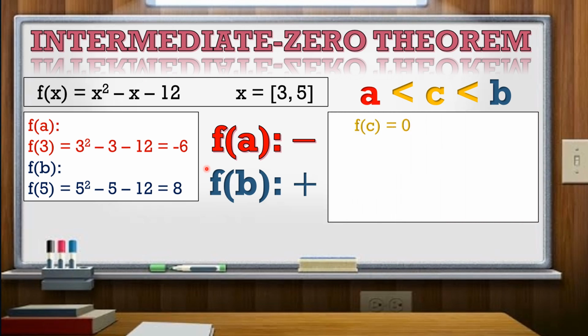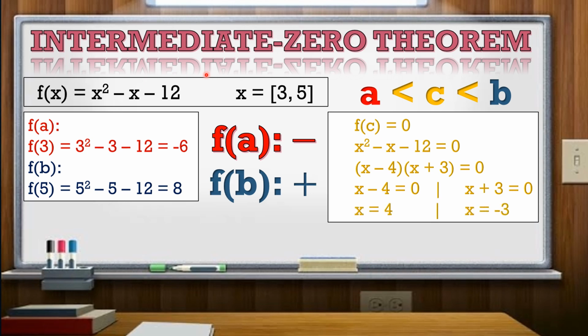This is your 0, ha? So, we will equate your function to 0. Maging ganito siya. And then factor, that is x minus 4 times x plus 3 is equal to 0. Then equate to 0. Hatiin natin sa dalawa. Then transpose or addition property of equality. We have two possible answers for x. Either 4 siya or x is equal to negative 3.